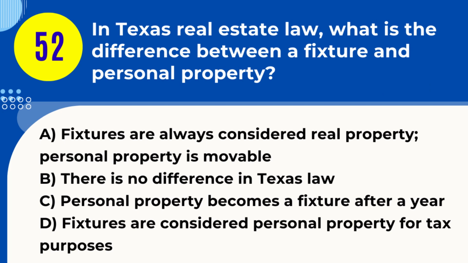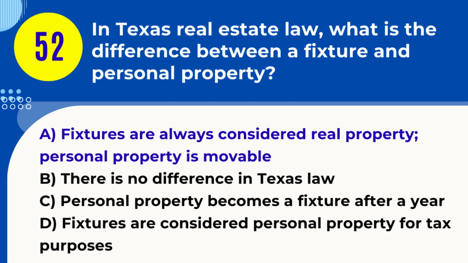Question 52. In Texas real estate law, what is the difference between a fixture and personal property? A. Fixtures are always considered real property. Personal property is movable. B. There is no difference in Texas law. C. Personal property becomes a fixture after a year. D. Fixtures are considered personal property for tax purposes.